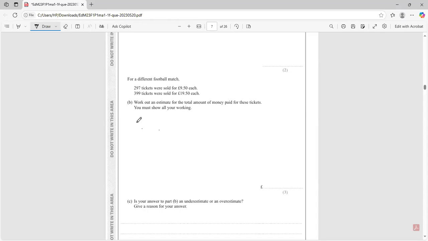Just tell me what you would do for this. Since it's an estimate that is expected, not exact workings, what would you use for your estimate? 297. I would round it to 300. And £9.50, round it to £10. Times £10.